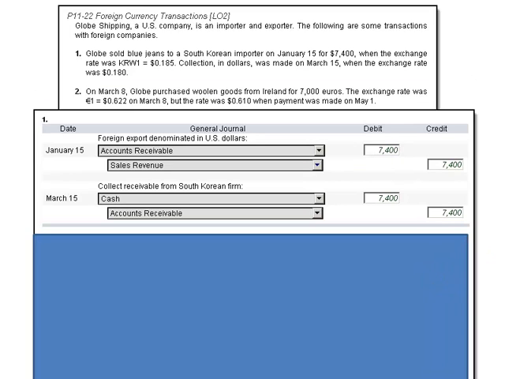Okay, now I've slid down so that you can read transaction 2, which says on March 8th, Globe purchased woolen goods from Ireland for 7,000 euros. The exchange rate was €1 was equal to 0.622 of a US dollar on March 8th, but the rate was 0.61 when payment was made on May 1st. So let's go see how we would record this transaction.